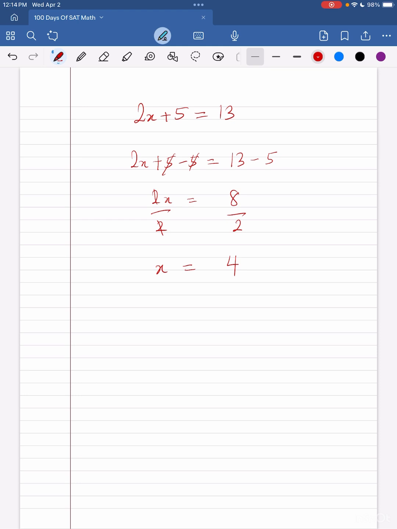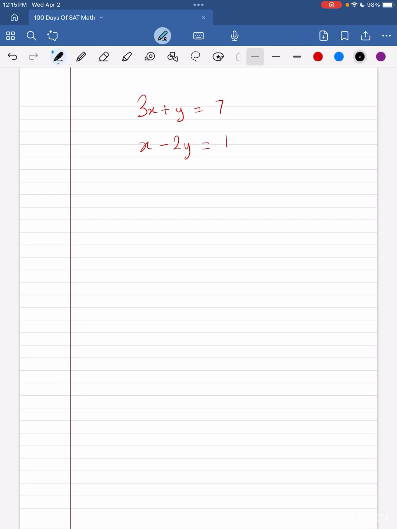Now let's do a check real quick. If x is 4, that means 2 times 4 plus 5. We're going to solve this first. 2 times 4 is 8, plus 5, which is equal to what? 13. So indeed, the value of x is 4.